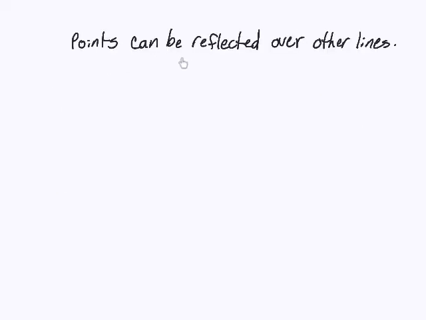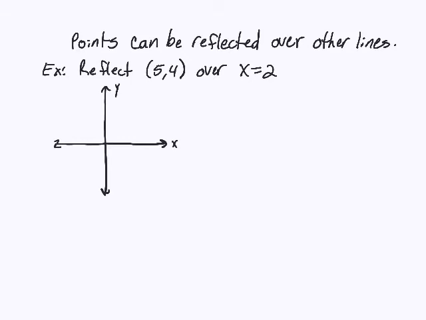Okay, points can also be reflected over other lines, not just the 4 special ones. So here's an example. We want to reflect the point (5, 4) over the line x equals 2. So I drew an x and y axis, and the line x equals 2, that's a vertical line. So here's what that looks like. Here's my line x equals 2.